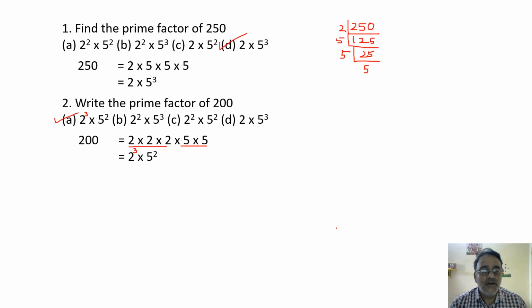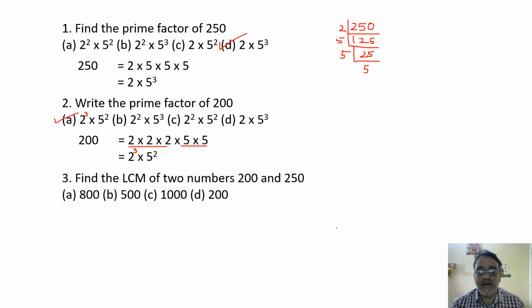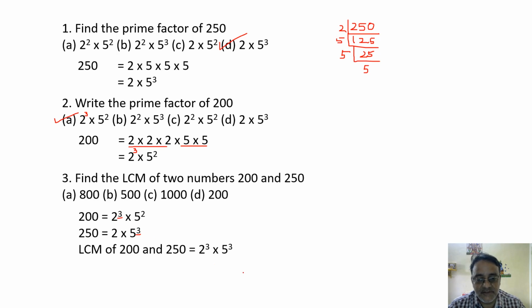Right. So now the next question. Find the LCM of two numbers, that is 200 and 250. And we already got the prime factorization of 250 and 200. Now the LCM is the product of all the prime factors involved in the prime factorization with the highest power. So what is the highest power of 2? 3. What is the highest power of 5? 3. So 2 to the power 3 into 5 to the power 3, that is 8 into 125. 8 into 125 is 1000. And the correct option is Option C, right.